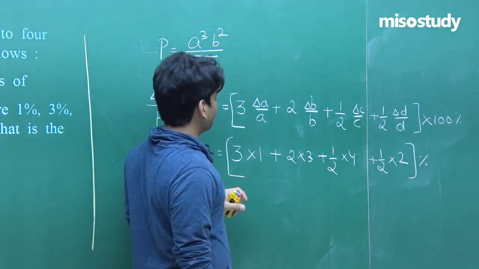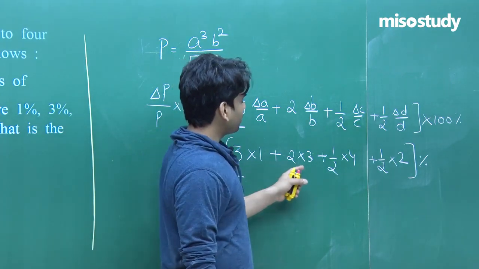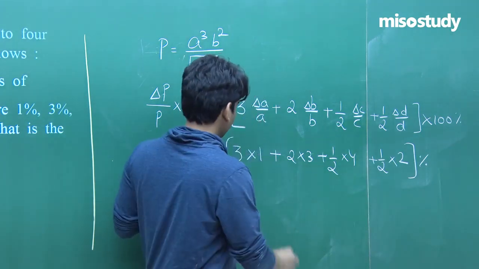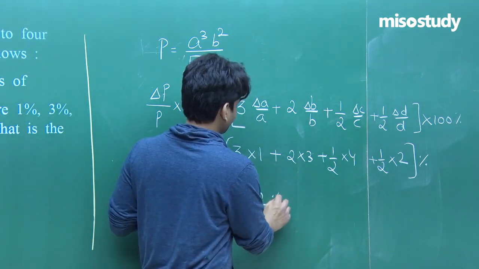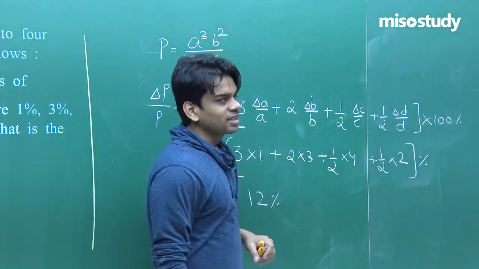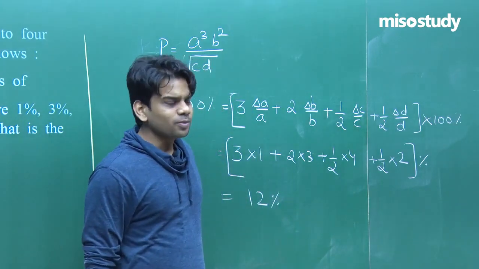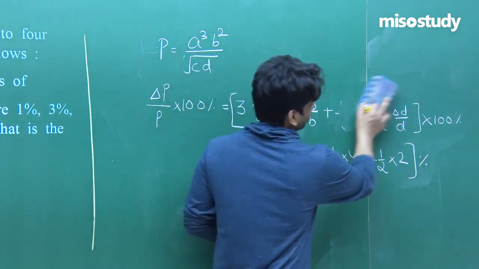Let's go ahead, the answer will be very simple. 3 plus 6 9, 9 plus 2 11, 11 plus 1 12. So 12% will be the error while calculating this. 12% will be the error. So I believe that it's a quite similar kind of question, so I'm not going to elaborate more on this.